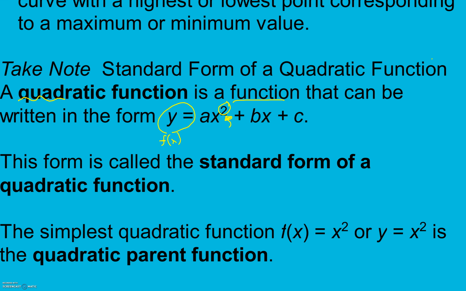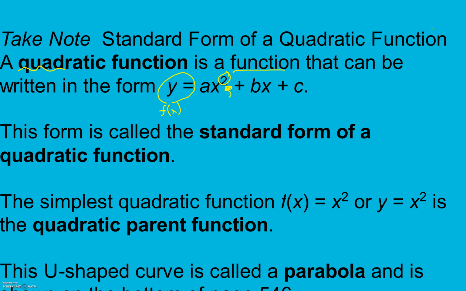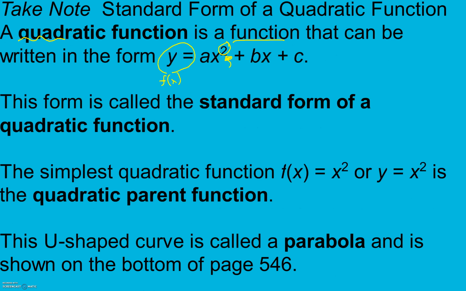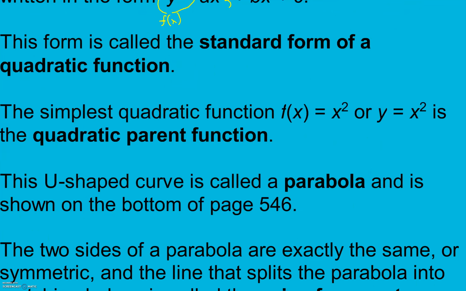The simplest quadratic function, f of x equals x squared or y equals x squared, is our quadratic parent function. It hasn't been moved left or right or stretched or compressed or flipped or anything like that. That's as simple of a parabola, which is the U-shaped curve that we get from a quadratic, as we can get. And that's shown on the bottom of page 546 in your book.